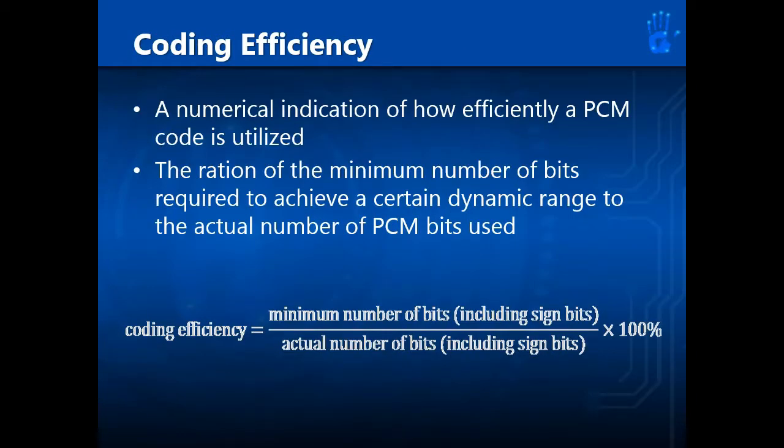Coding efficiency. Coding efficiency is a numerical indication of how efficiently a PCM code is utilized. It is the ratio of the minimum number of bits required to achieve a certain dynamic range to the actual number of PCM bits used. Coding efficiency is equal to the minimum number of bits, including sign bits, divided by the actual number of bits, also including sign bits, times 100%.